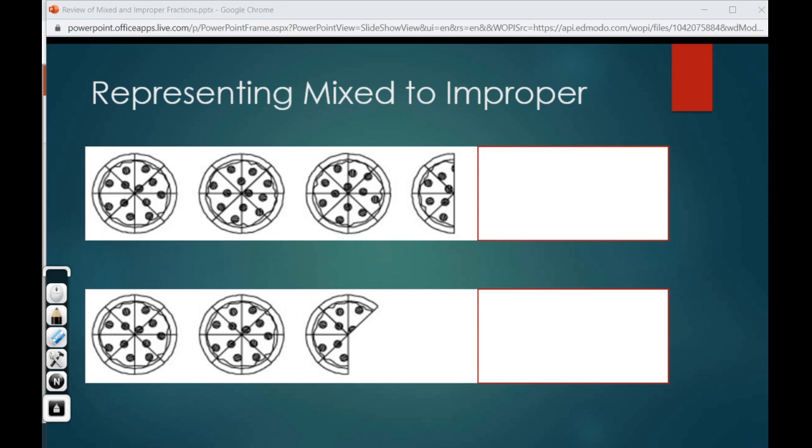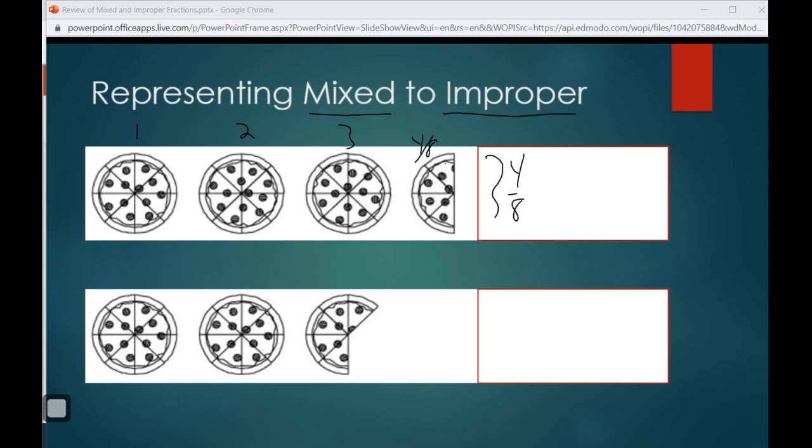So remember, we can represent them as a mixed number or an improper fraction. A mixed number is when you count the number of wholes and then the proper fraction left. So in this first image, you'd have 1, 2, 3 completed pizzas, with 1, 2, 3, 4 slices remaining out of a potential of 8 to make a whole. So you would have 3 and 4 eighths.